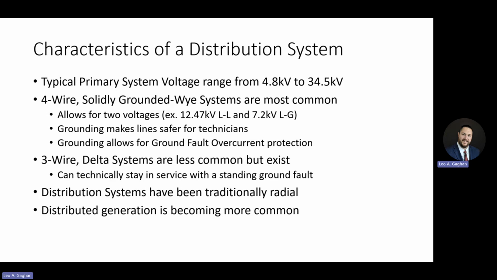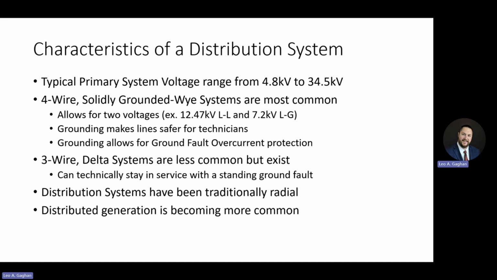So if a ground fault were to occur, we're going to have that ground fault current that can be sensed and tripped quickly by the upstream breaker. And it allows for the overcurrent protection. I just kind of mentioned the example of that.